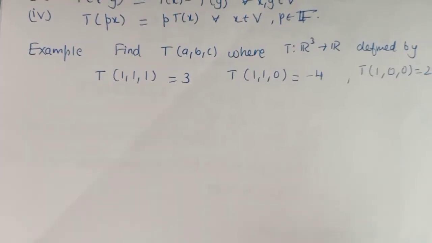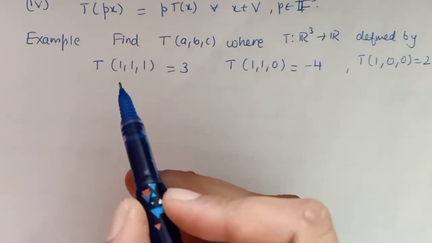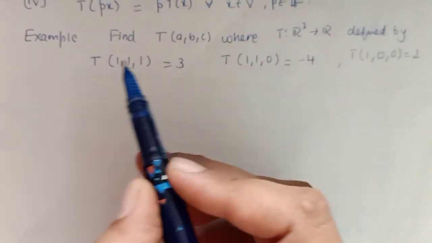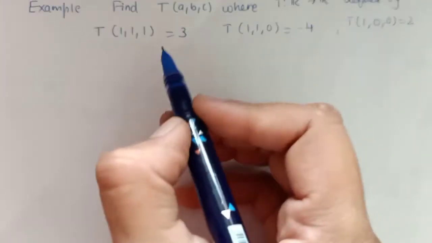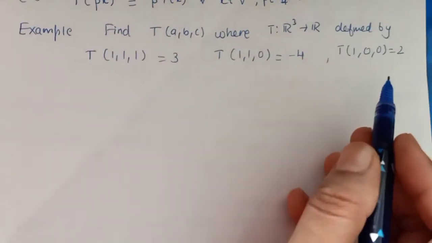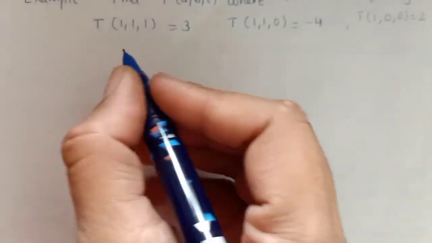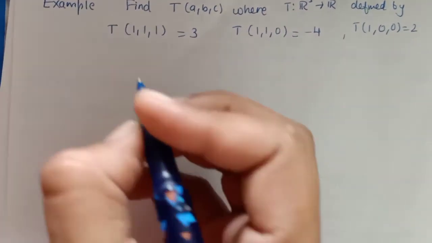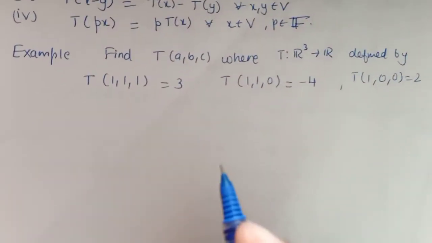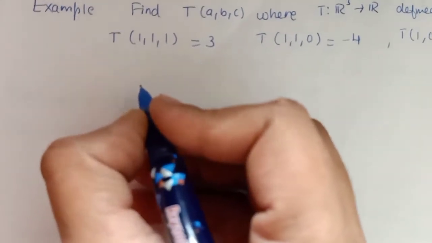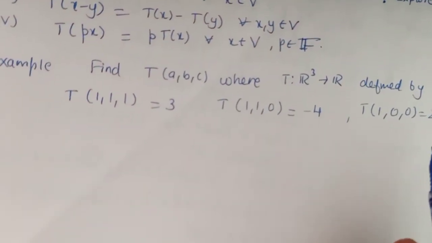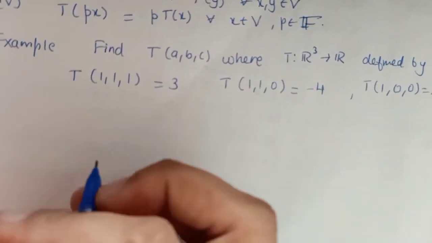So this is an example where we will be given some vectors and we have to find the transformation, and we are given what that transformation takes the given vectors to. So first of all, we will prove the given vectors to be linearly independent, and so these elements will give you the basis elements. So let us check whether (1,1,1), (1,1,0) and (1,0,0) are linearly independent or not.